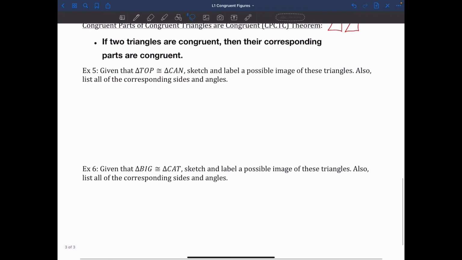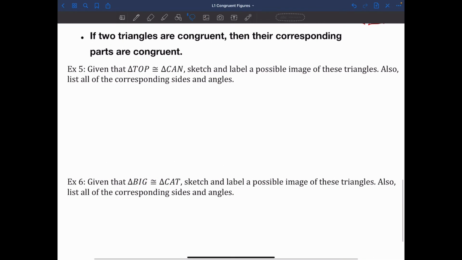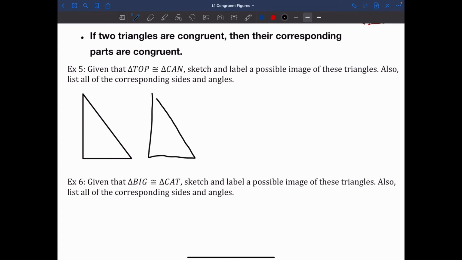All right, so we've got a couple of different things we're going to do here. It's giving us that triangle TOP is congruent to triangle CAN. So let's take a second here. I'm going to draw out two triangles, and I'm going to try and get them to look the same. More or less the same. I know that I'm cheating a little bit, it's snapping the shape for me. Just trying to get them to be close to the same thing.